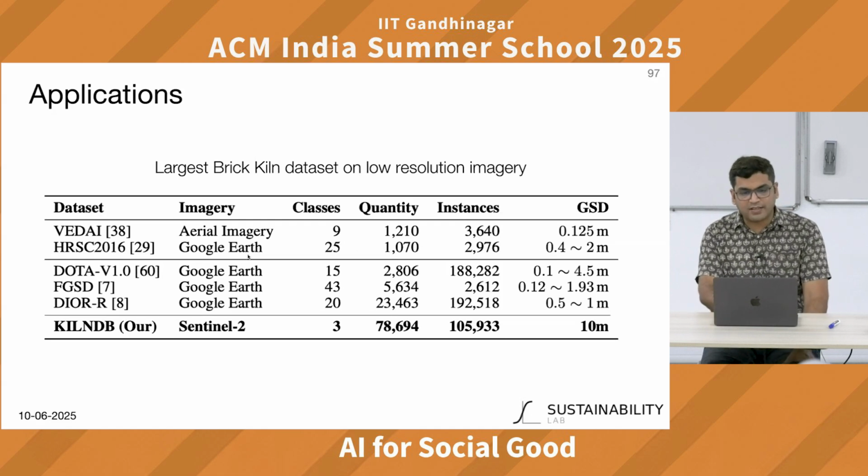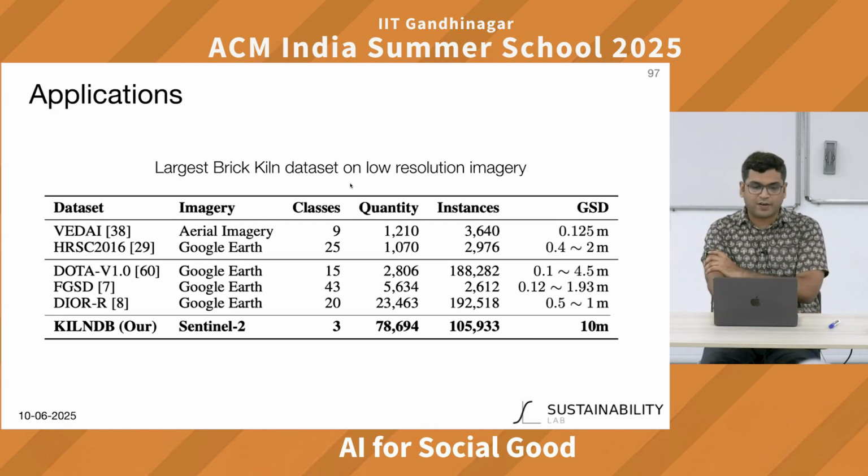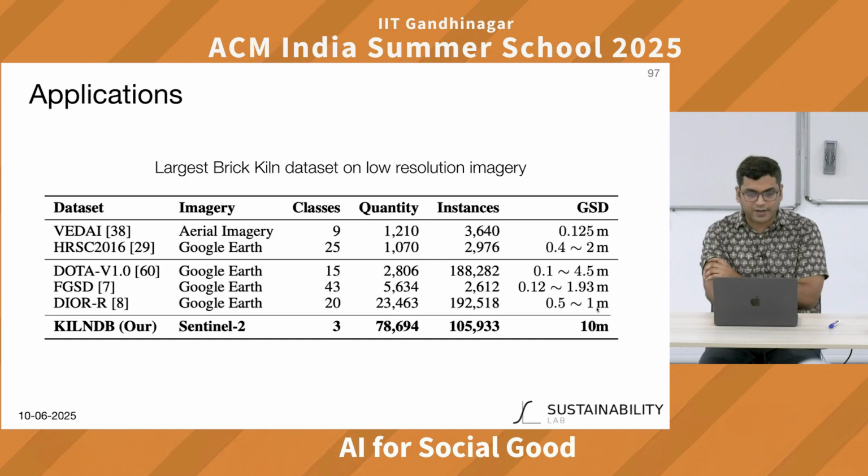Overall, this is the largest BRICKIN dataset to the best of our knowledge, which is about 80-odd thousand images. And we have looked at more than 1 lakh instances, with a resolution of about 10 meter. And there are these different comparable datasets. If you look at the instances and the quantity, in certain cases we are significantly better, and we're working at a lower resolution.